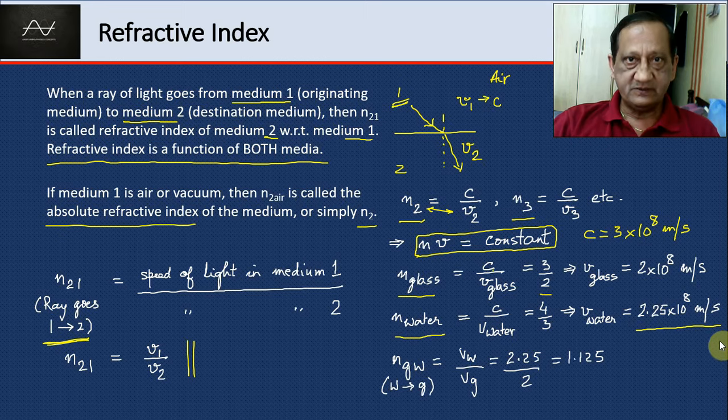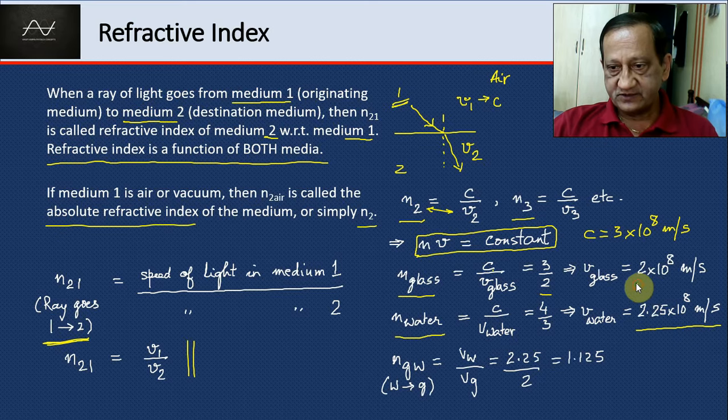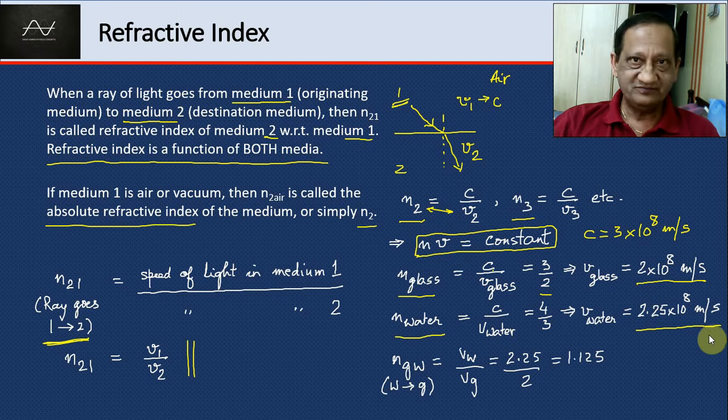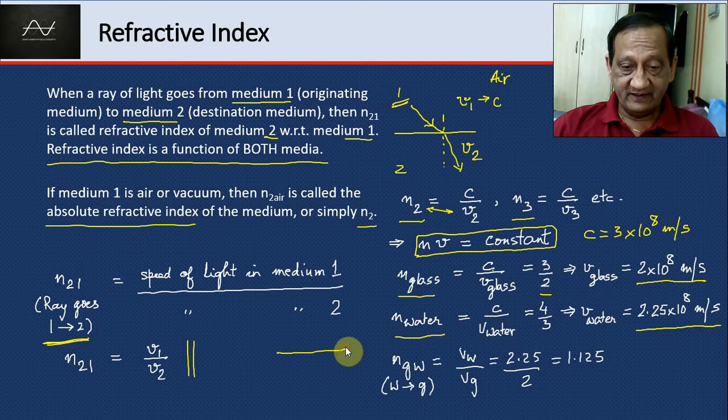Light slows down as compared to air or vacuum. Light slows down when it enters any other medium, be it glass or water or glycerine or plastic or whatever transparent medium. It slows down as compared to air. But the extent of slowing down is different. You can see in glass it slows down more than it slows down in water. In glass, the speed is lesser than in water. Now consider that a ray of light comes from water to glass. Okay, then what will happen?